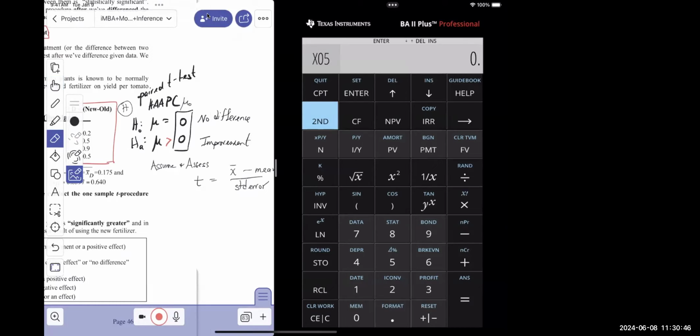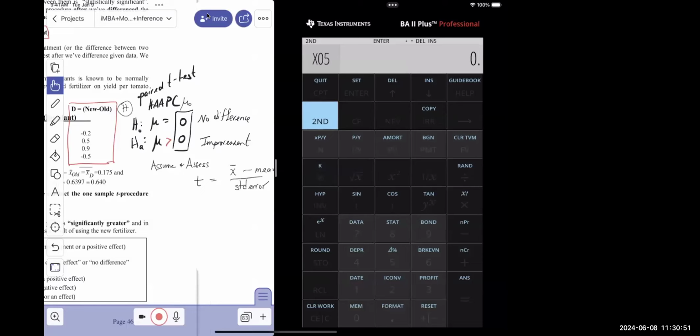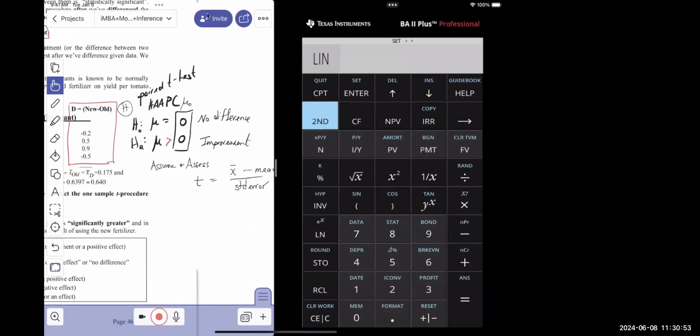Once you have the data, you ask for the results, statistics, and you scroll through and you get the mean. And you continue, and that's the sample standard deviation. Those are the results that you use. So those are my evidence. So I calculate that.